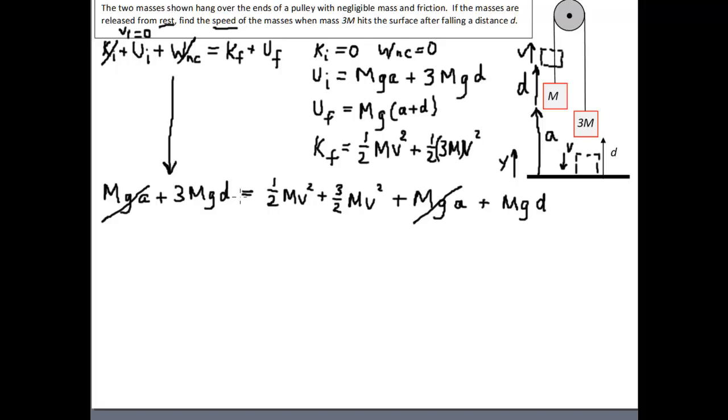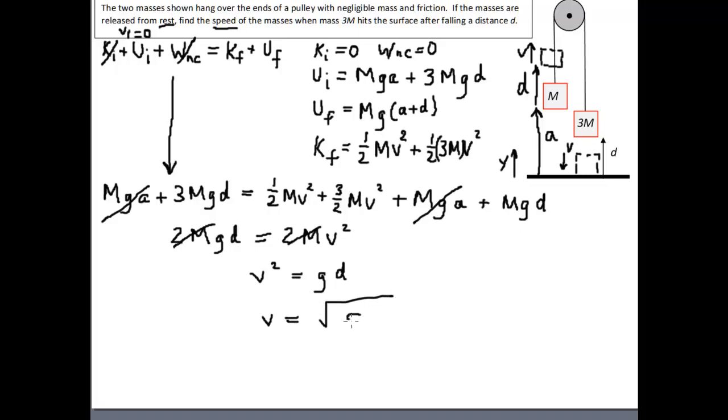So what do I have? I've got 3mgd on the left and then mgd on the right. So if I subtract that from both sides, I'll get a result on the left-hand side of 2mgd, and then on the right-hand side, 1/2 plus 3/2 is 2, so this becomes 2mv squared. And you see that if I divide both sides by 2m, that drops out, so I end up in the end with v squared equals g times d, or v equals the square root of g times d.